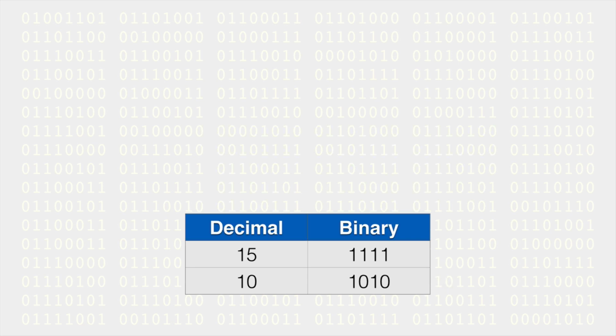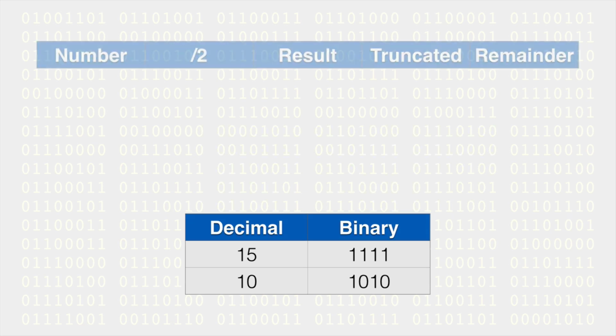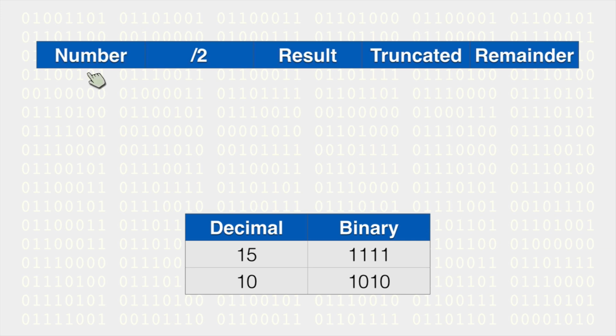That works well for smaller numbers, but for larger numbers, we don't always want to figure out how many place values we want to go. With that, we can use what they call the divide by 2 method. We'll create a table with these columns: number, which we'll divide by 2, the result, and truncated, which I'll explain in a minute, and then a remainder.